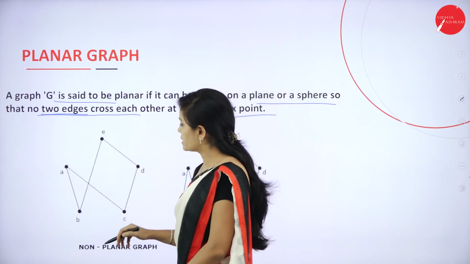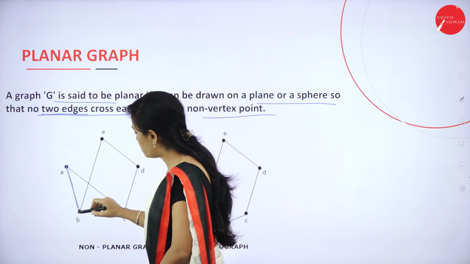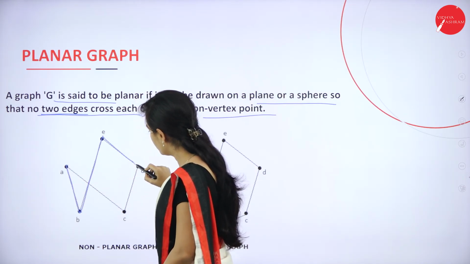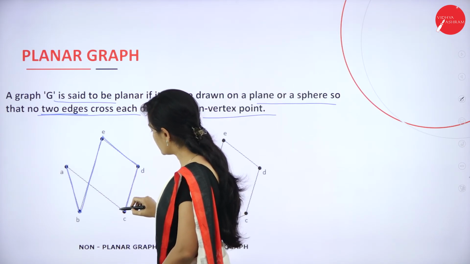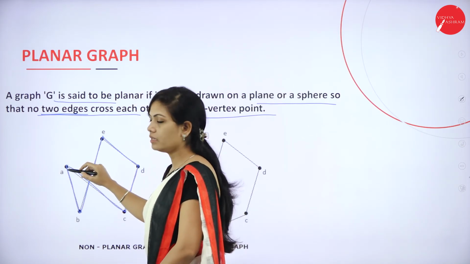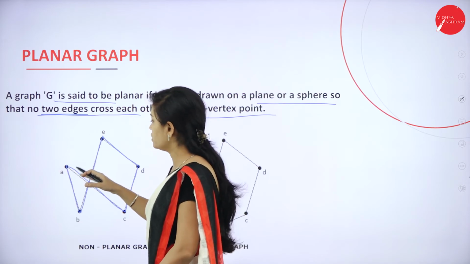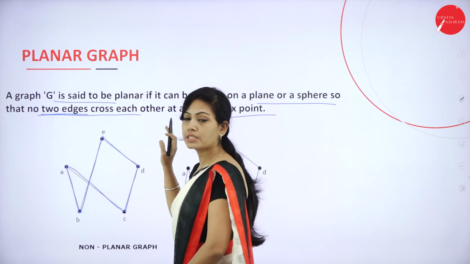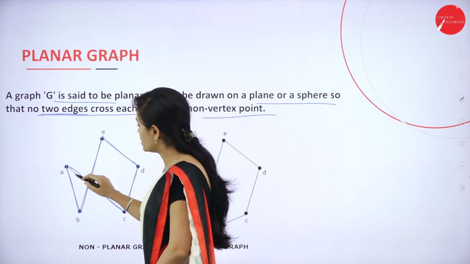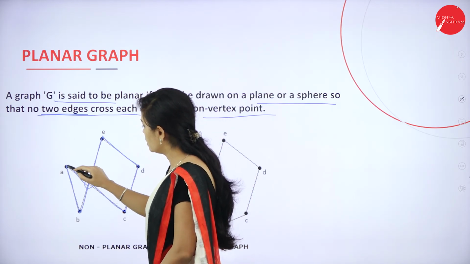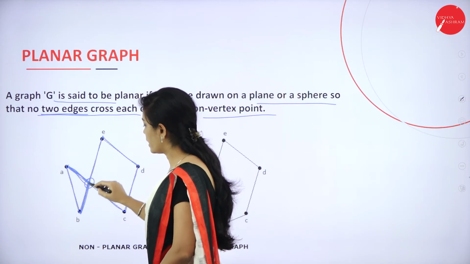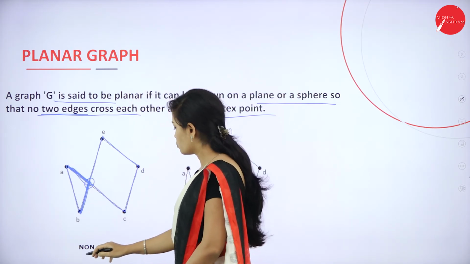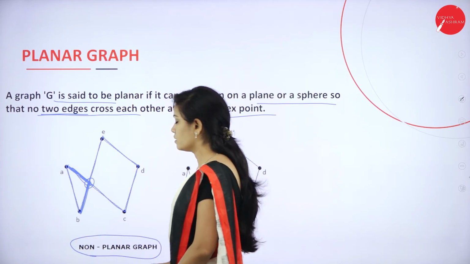Here you have one example graph. A to B, B to E, E to D, D to C, C to A. Again, we have reached the same point, but here two edges are crossing each other. So it is not a planar graph. So two edges are crossing each other at this point. So it is not a planar graph.